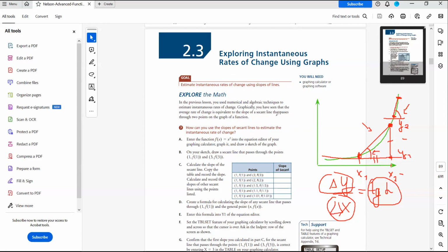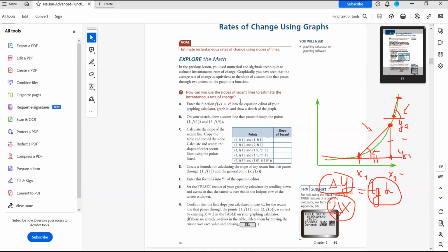In the previous lesson, you used numerical and algebraic techniques to estimate instantaneous rate of change. Graphically, you have seen that the average rate of change is equivalent to the slope of a secant line that passes through 2 points on the graph of a function. That's correct. How can you use slopes of secant lines to estimate the instantaneous rate of change?